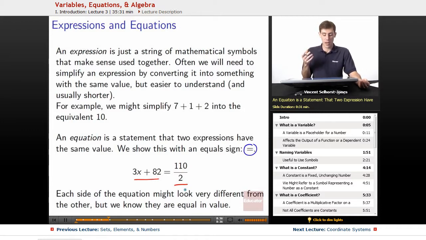Each side of the equation might look very different, right? 3x plus 82 looks very different than 110 divided by 2, but that equal sign is telling us what's on the left is the same as what's on the right. It guarantees equality between the two sides.